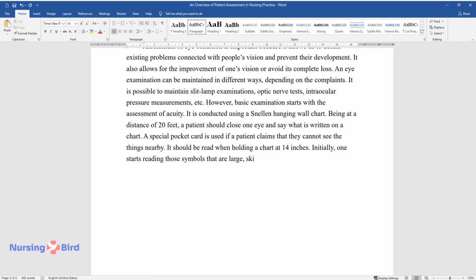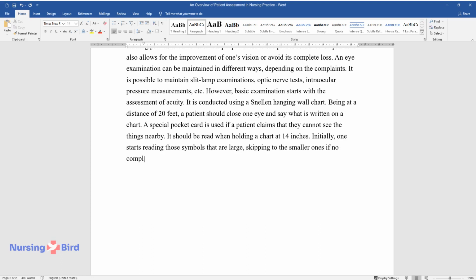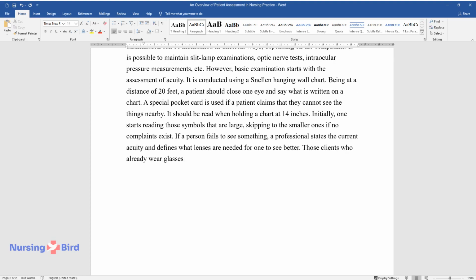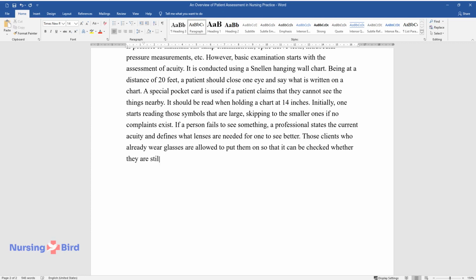Initially, one starts reading those symbols that are large, skipping to the smaller ones if no complaints exist. If a person fails to see something, a professional states the current acuity and defines what lenses are needed for one to see better. Those clients who already wear glasses are allowed to put them on so that it can be checked whether they are still appropriate.